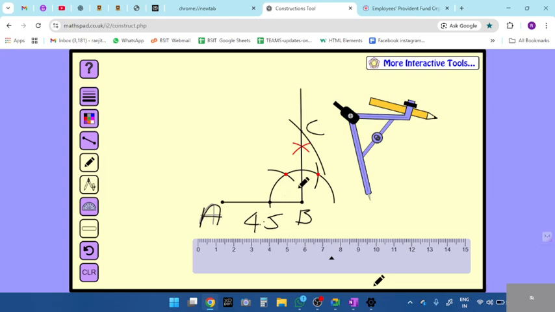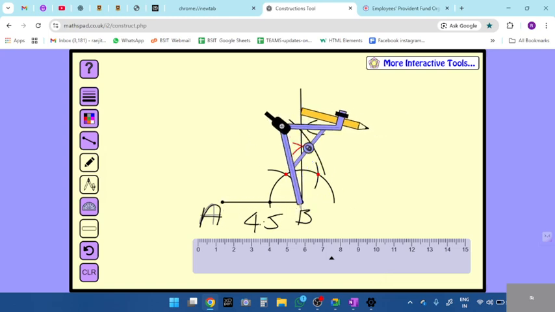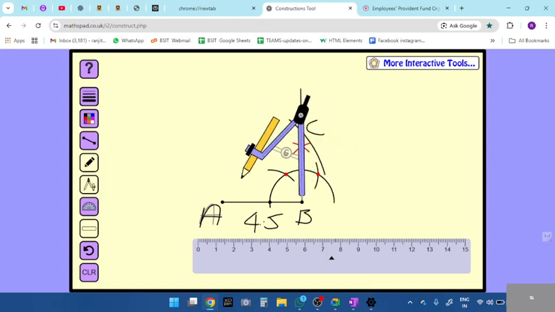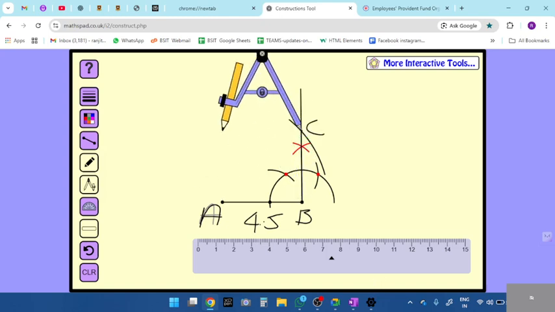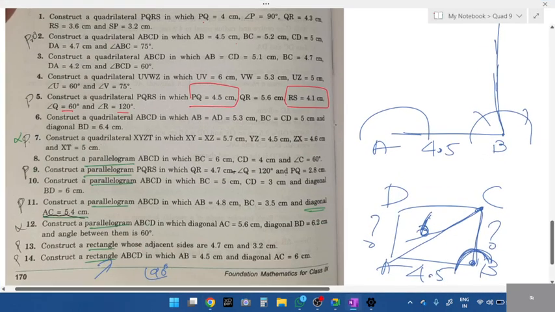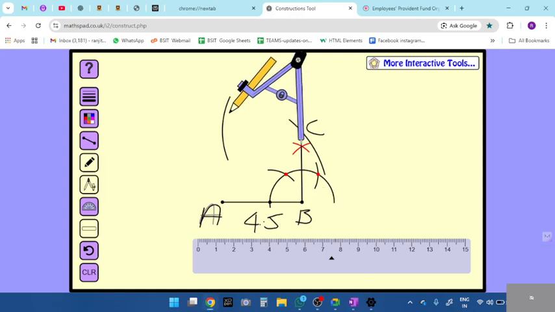Now what is the distance between C to D? If A to B is 4.5, what will be the distance between C to D? Even that also should be. Look here. I'll take 4.5. I'll cut an arc. Okay. What's the value from A to D? A to D will be equal to which one? B to C, right?